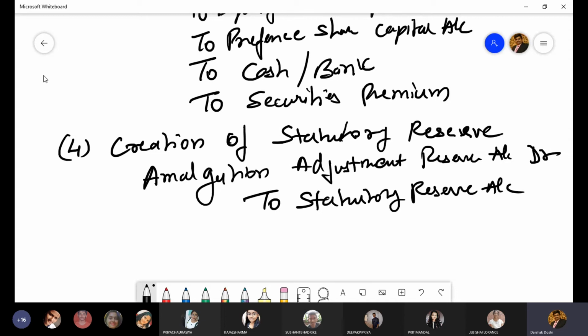Your amalgamation adjustment reserve and statutory reserve both will form part of your reserves and surplus, and your amalgamation adjustment reserve will be shown as a negative figure in reserves and surplus. So in reserves and surplus you show positive 10,000 and you show negative 10,000. It does not affect the balance sheet, but it does serve the purpose of creation of statutory reserve, which is compulsory in nature for you to run the business.